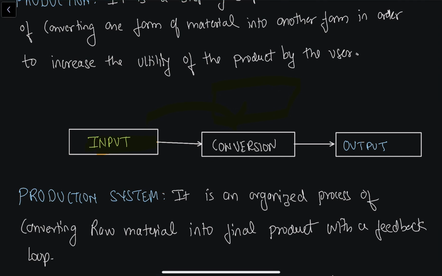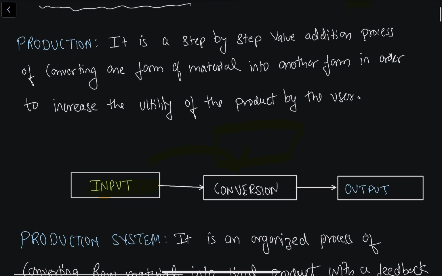In production, you can have production of anything. For example, iPhones, iPads, laptops, cars, rockets, engines, or aircraft, whatever it is. To form a useful product, you need to go through a process one step at a time. That's how production works. It is a step-by-step value addition process, so at each step you are adding some value to the product.